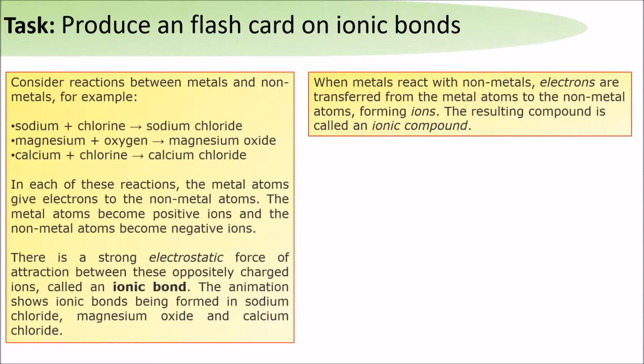In each of these reactions, the metal atoms give electrons to the non-metal atoms. The metal atoms become positive ions and the non-metal atoms become negative ions. There is a strong electrostatic force of attraction between these oppositely charged ions called an ionic bond.